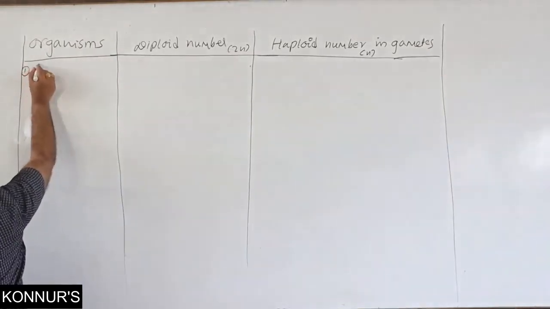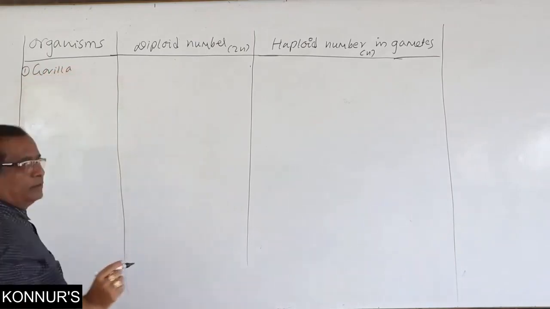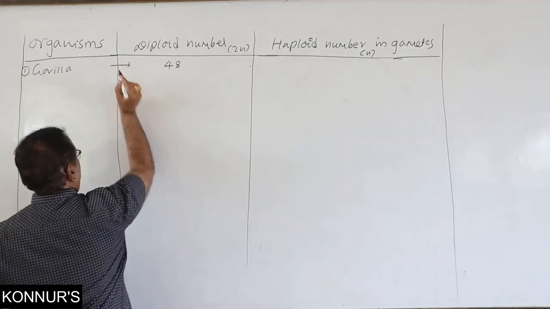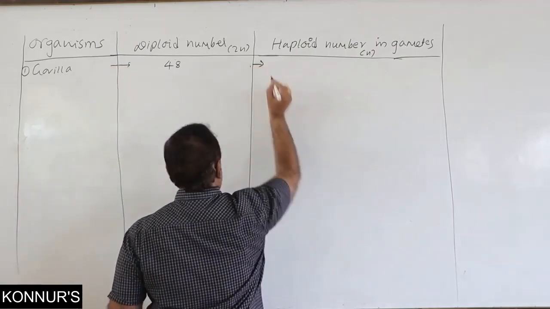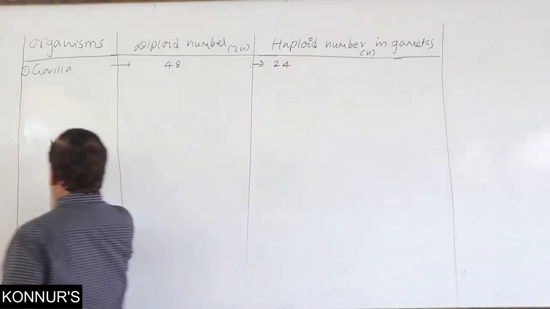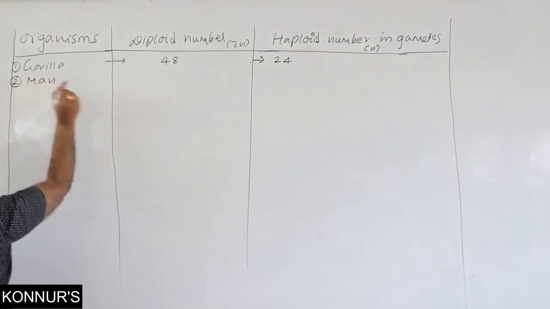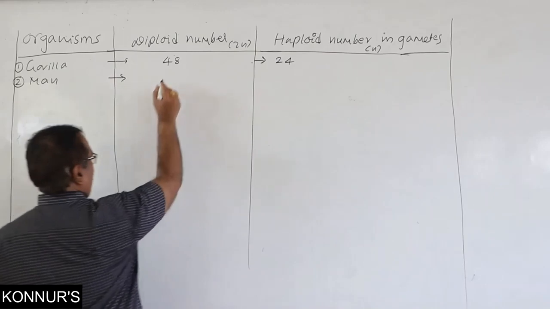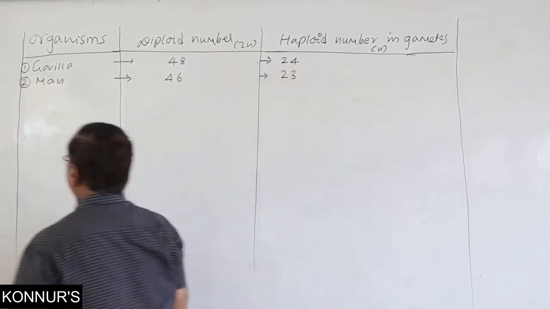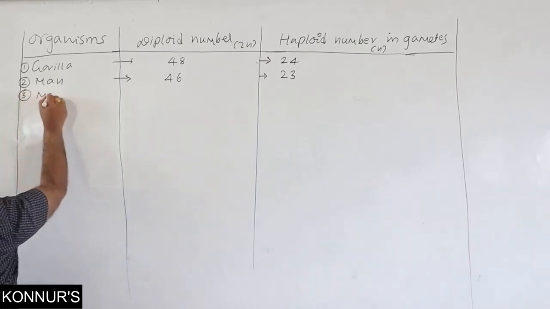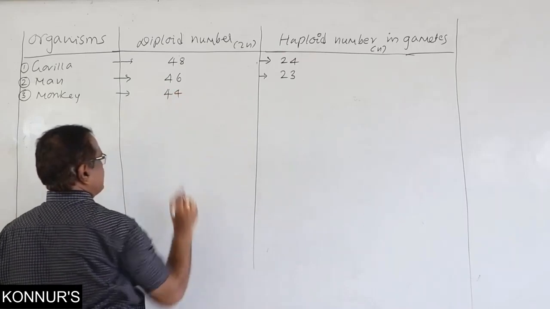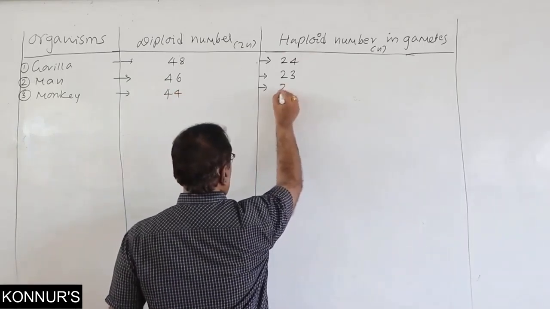First one, gorilla. The diploid number of chromosomes is 48. Then the haploid number of chromosomes in their gametes is 24. Man, diploid number of chromosomes is 46 and haploid 23. Monkey, diploid number of chromosomes is 44 and haploid 22.